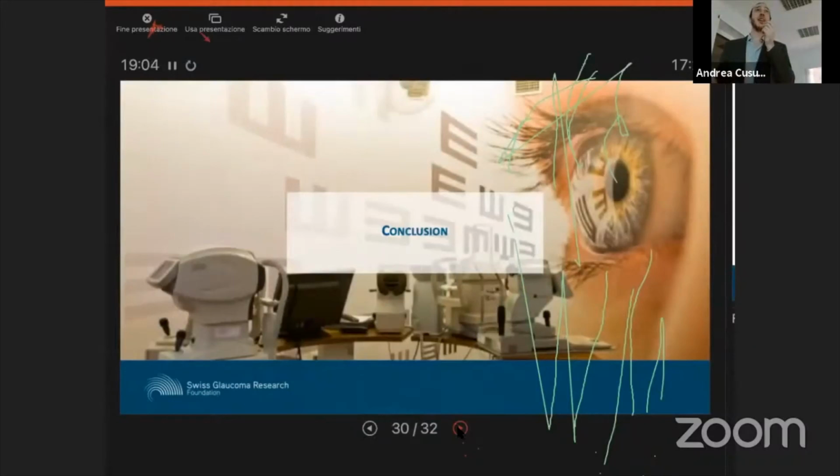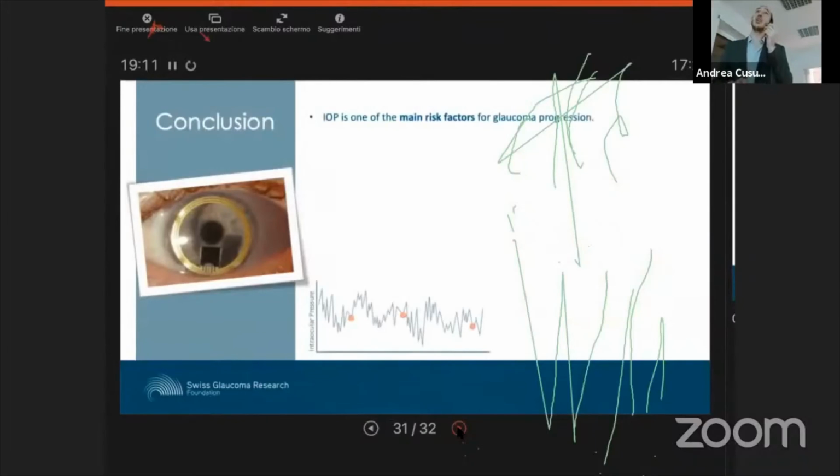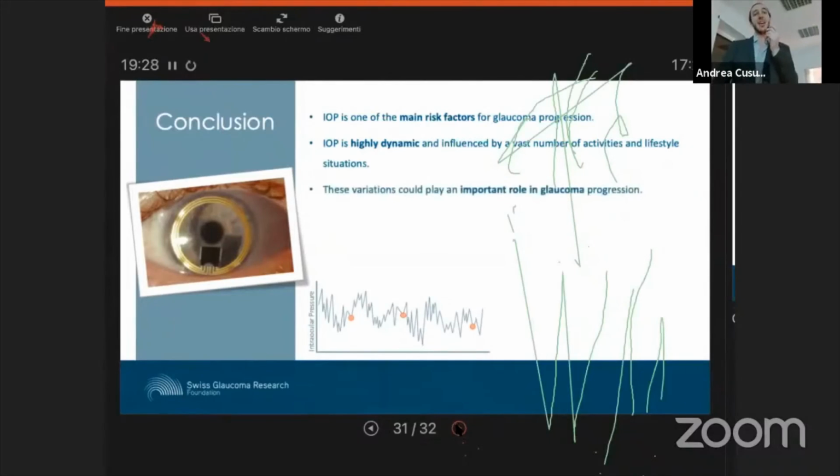So we're getting to the end of that presentation. So just to summarize very quickly what I've just said, intraocular pressure is the main risk factor for glaucoma progression. But intraocular pressure is very dynamic and is really influenced by anything you do, any activities, any life choices. These variations actually play quite an important role in glaucoma progression, not just the pressure itself, but the variations of it.